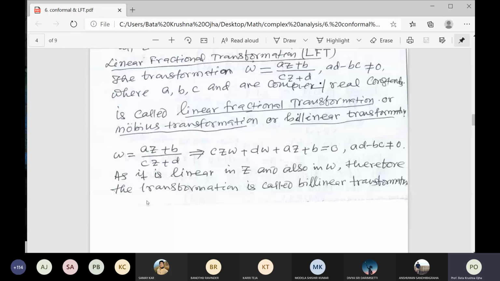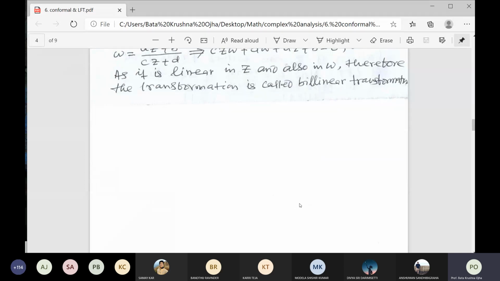So here w is equal to az plus b by cz plus d. If you simplify this function by multiplying, we get czw plus dw minus az minus b is equal to 0, where the condition is ad minus bc is not equal to 0. As it is linear in z and also in w, the power of z is 1 and w also is 1. Therefore, this transformation is called bilinear transformation.